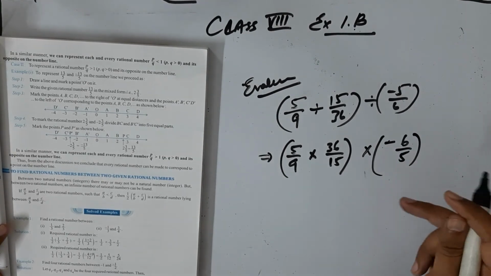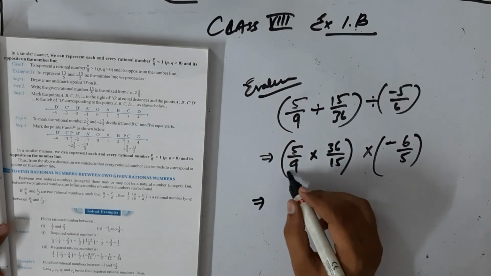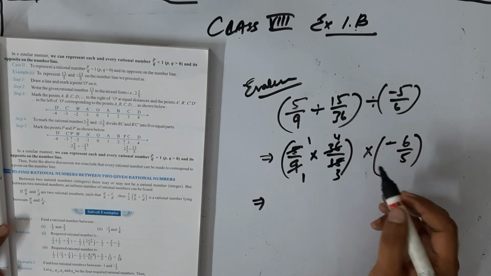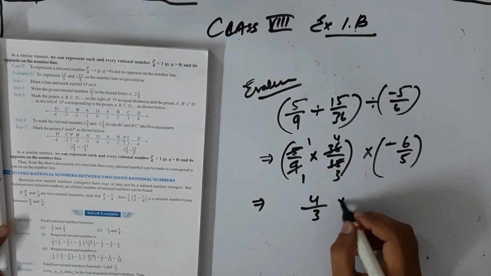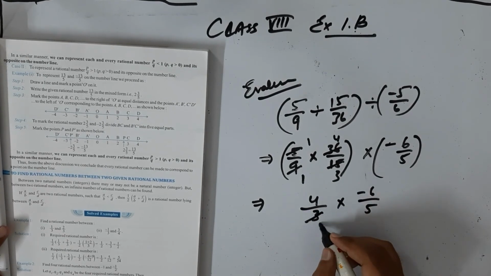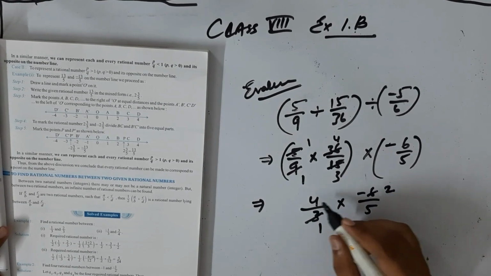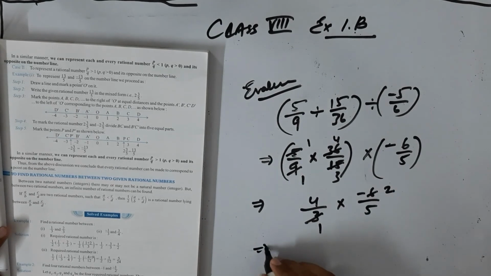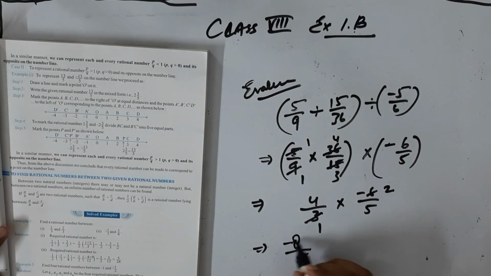Now what can we do? Simple multiply. 9 1s are 9, 9 4s are 36, 5 1s are 5, 5 3s are 15, 1 into 4 is 4, 1 into 3 is 3, multiplied by minus 6 upon 5. Is anything getting cancelled? Yes, 3 1s are 3, 3 2s are 6. This comes in the table of 2, but it should be multiplied, not cancelled. So 4 into 2 becomes 8, and 5 1s are 5, and the sign will remain as it is.